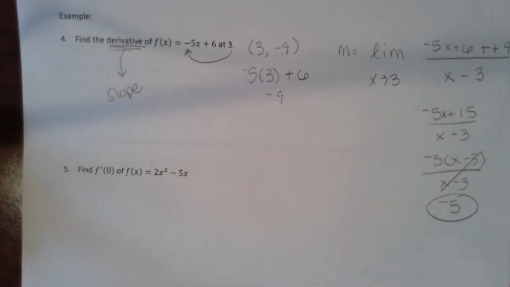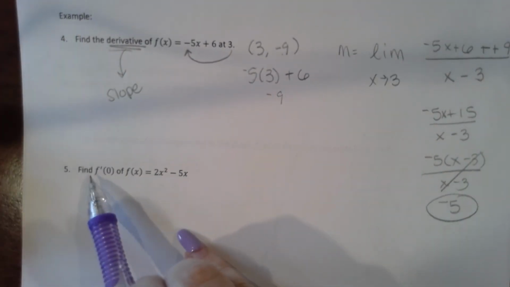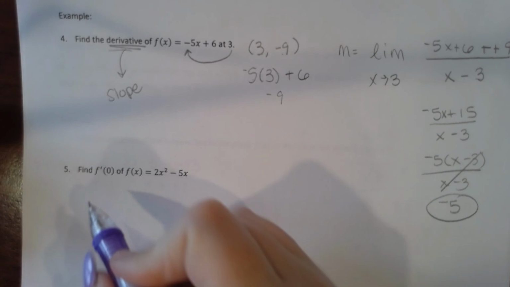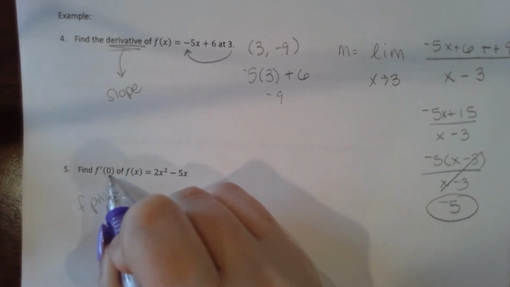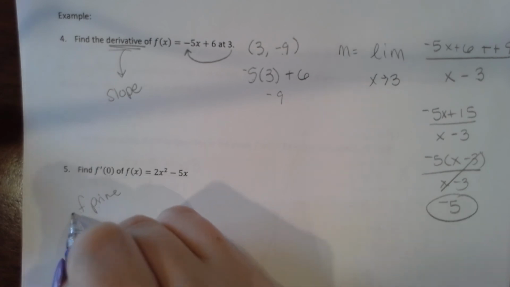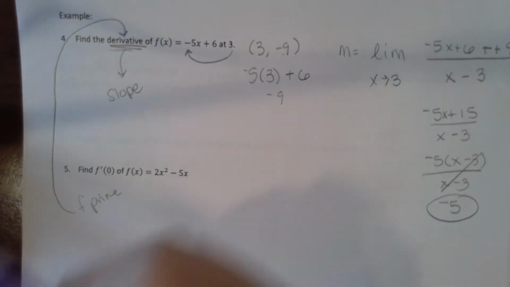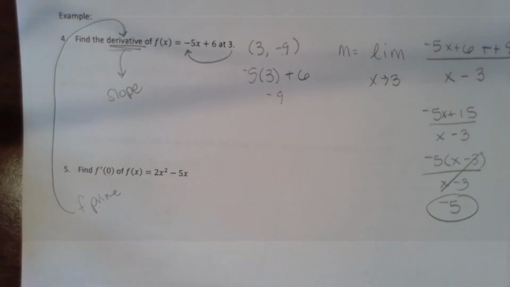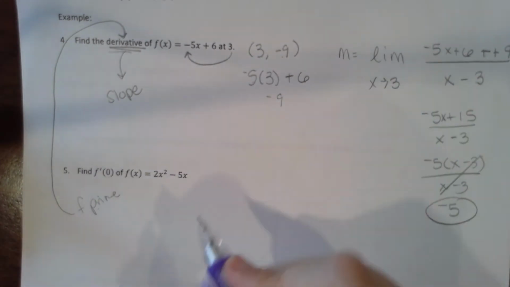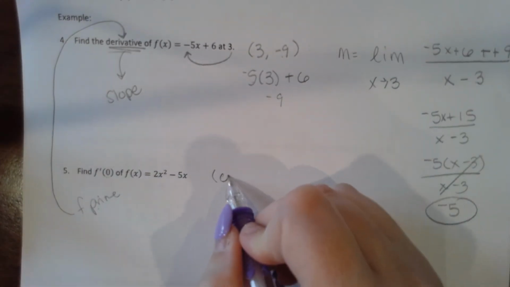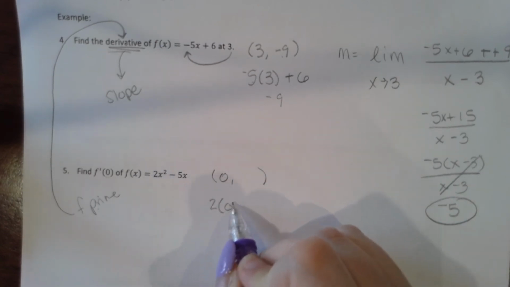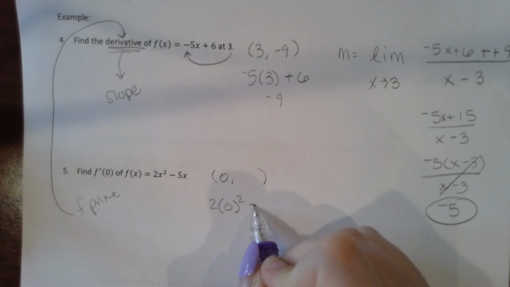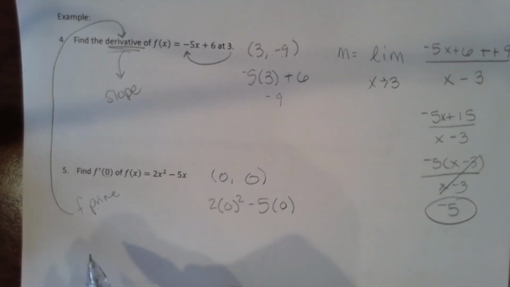Now, if we look at number 5 here, it wants us to find f prime of 0. That's how we say that, f prime of 0. Now, f prime is just a fancy way of saying derivative, and derivative is just a fancy way of saying slope. So we first need to get our ordered pair. So our ordered pair here is going to be 0 comma something. So let's plug 0 in. 2 times 0 squared minus 5 times 0 gives us 0. So our ordered pair is 0, 0.